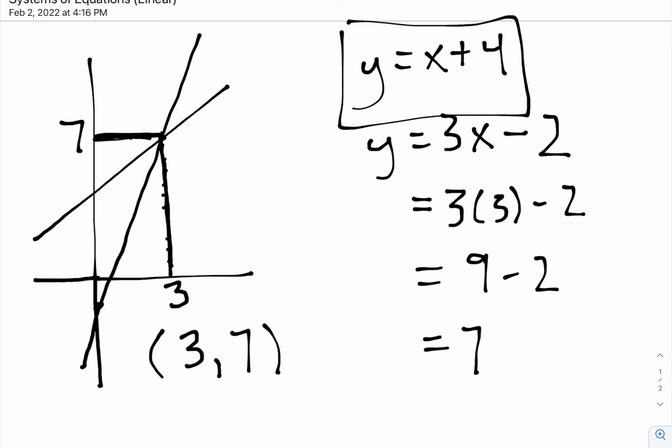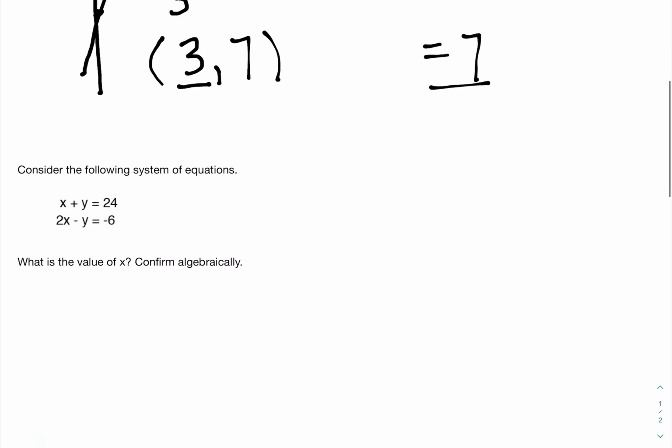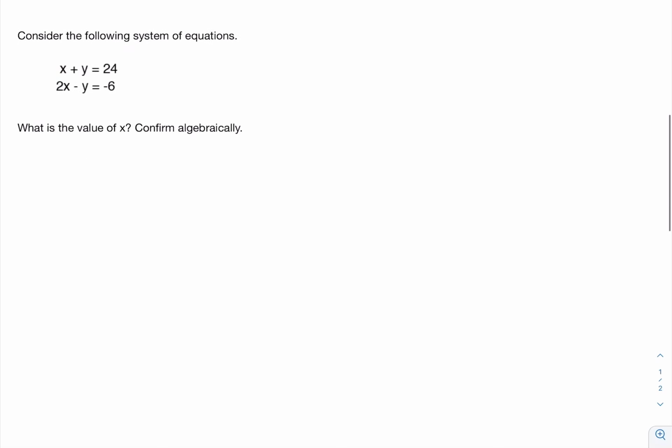So you know your system of equations is right if you plug in the same x value and you get out the same y value. So that's where they intersect right there. That's just an introductory type question. So here's one you might see in your textbooks or on a test.